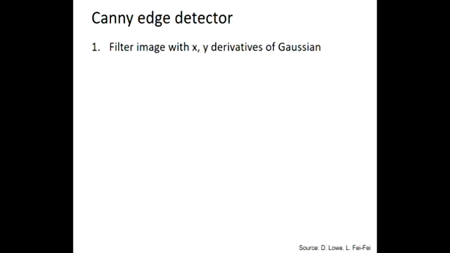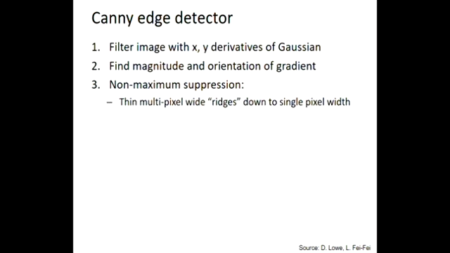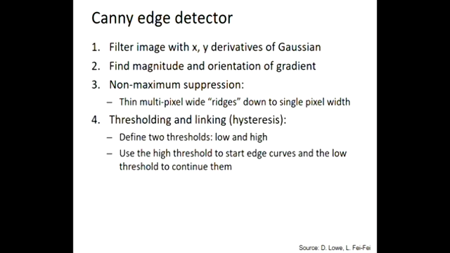So to summarize the Canny edge detector, we filter the image with the x and y derivative of Gaussian filters, compute the magnitude and orientation of the gradient, just element-wise square, sum, square root for the magnitude and atan for the orientation, and do non-maximum suppression. Then threshold and link: we define two thresholds, the low and high thresholds, and then we do connected components and throw out any connected components that are formed purely of weak pixels.